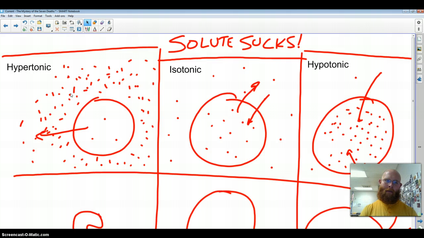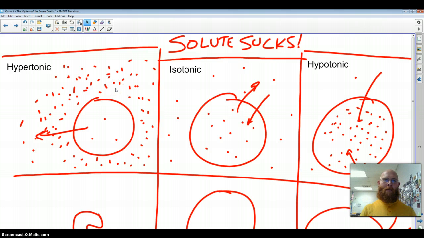It's all relative. If I took this cell and I put it over here in this environment, well, the concentration of solutes inside and outside would be about the same, so it wouldn't be hypertonic, it'd be about isotonic. If I took this cell, which has very little solute, and put it over here in this environment, which also has very little solute, now they would be isotonic to one another. So as far as hypertonic, isotonic, hypotonic, it's all relative. It all depends on how much solute is inside the cell compared to outside the cell.